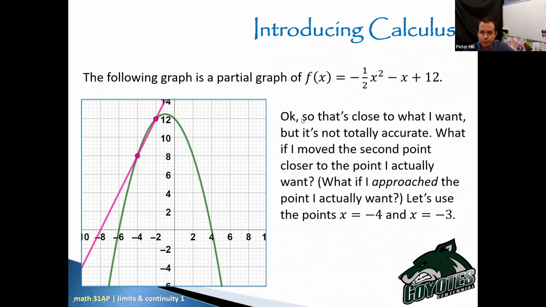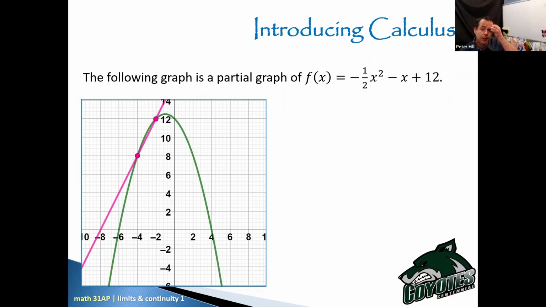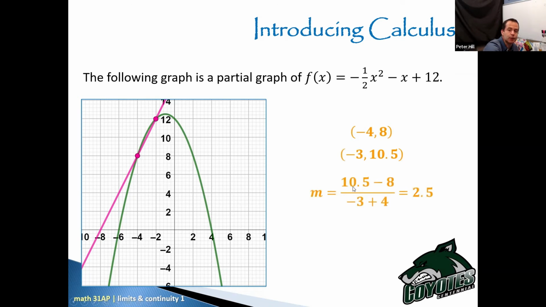If I want to get closer, I just pick a point that's closer to -4. That's close to what I want, but it's not totally accurate. What if I move the second point closer to the point I actually want? Let's use the points x equals -4 and x equals -3. The first time I used -2, now I'm using -3. I'm getting closer and closer to -4. At -3, I am about 10.5. How do I know that? I'm just going to plug it in right here. Yes, -3 and 10.5. If I plug that into the slope formula, now I'm getting a slope of 2.5.